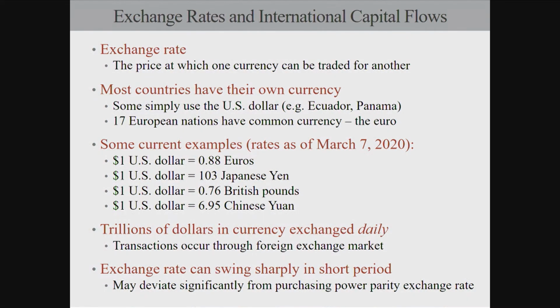Exchange rates, I've alluded to this somewhat previously. Exchange rates are helpful for thinking about how currency in one country, how much of it can purchase currency in another country. So basically the exchange rate is defined as the price at which one currency can be traded for another. And there are lots of different exchange rates. There's the dollar-yen exchange rate, the dollar-yuan exchange rate, the dollar-euro exchange rate, but then there's also the euro-yen exchange rate, the yuan-British pound exchange rate, and so forth.